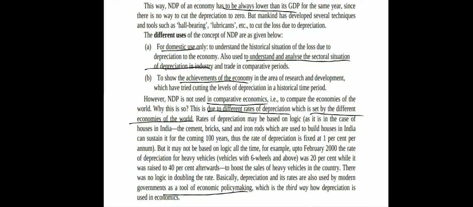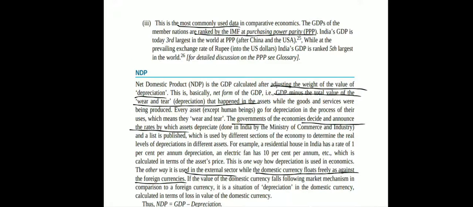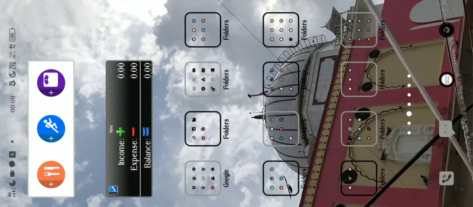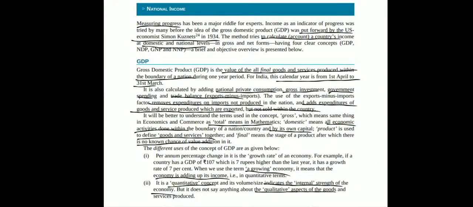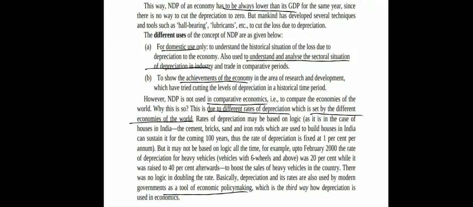Thus, NDP is GDP minus depreciation. Next, the NDP of an economy is always lower than its GDP. Why? Because when we have calculated GDP, we have to subtract the depreciation, and once we do this, it will always be lesser as compared to the GDP. Now, we saw the different uses of GDP. We'll see the different uses of NDP.